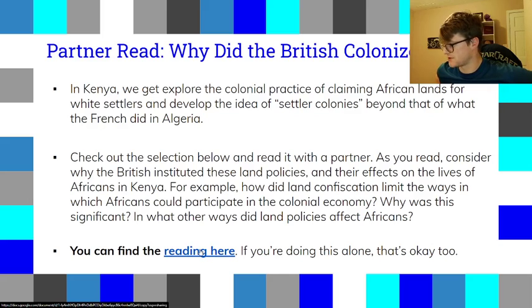Check out the selection below, and it says read it with a partner. As you read, consider why the British instituted these land policies. What were their effects on Africans in Kenya? For example, how did land confiscation limit the ways in which Africans could participate in the colonial economy? Why does it matter? And how did it affect them?